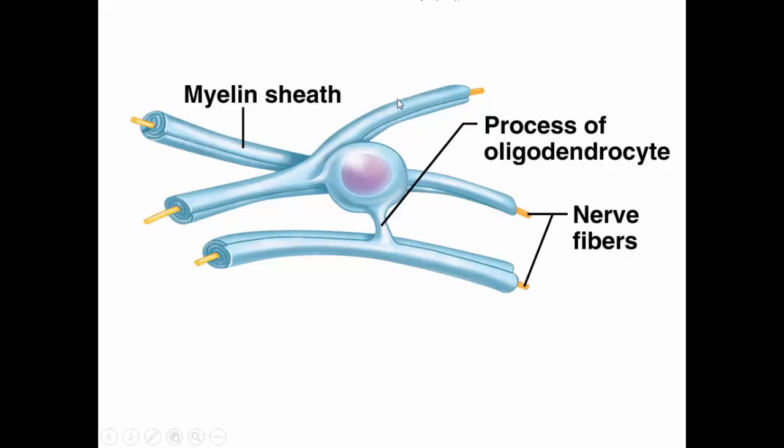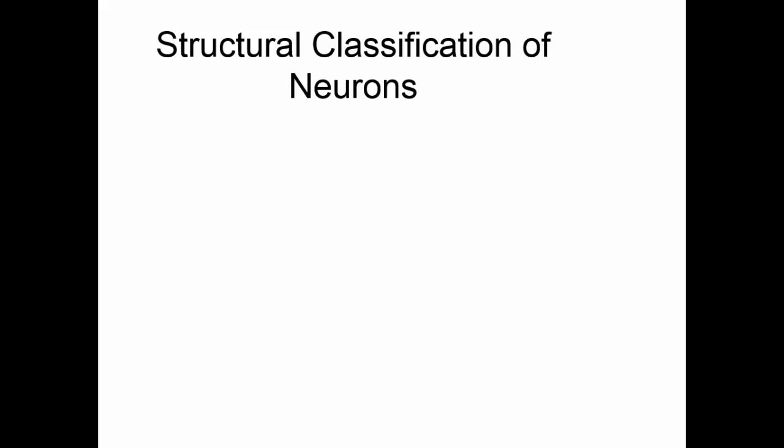Here you see the oligodendrocyte sending out processes to wrap multiple axons. So we still have that fatty sheath, cell membrane, but there's no cytoplasm or organelles in the outer layer. Neurons can be classified both structurally and functionally. When we look at the structural classification of neurons, it's based on the number of processes.